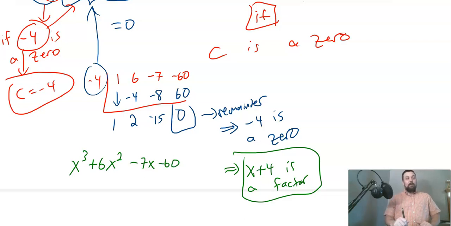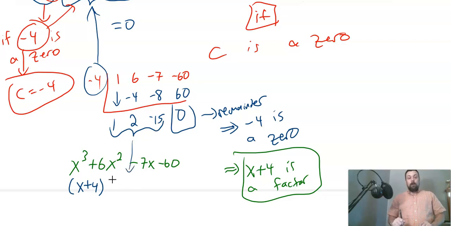Okay, so this can be factored now. So x plus 4 is one of the factors, so that'll be one of my factors here, x plus 4. And as I mentioned, the quotient from that division will be your other factor.